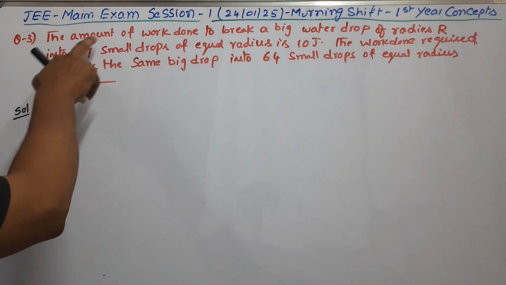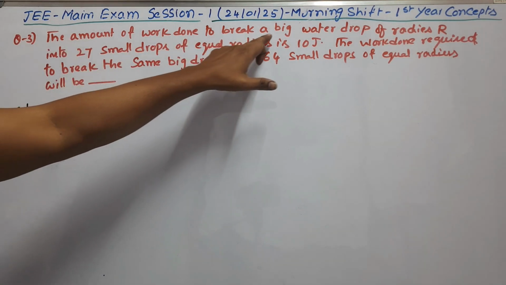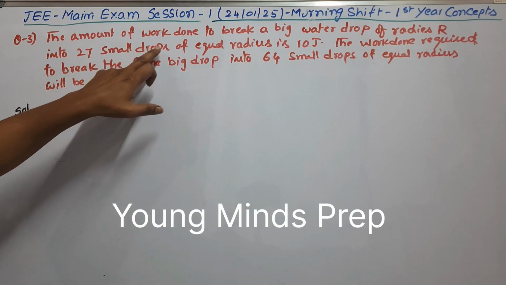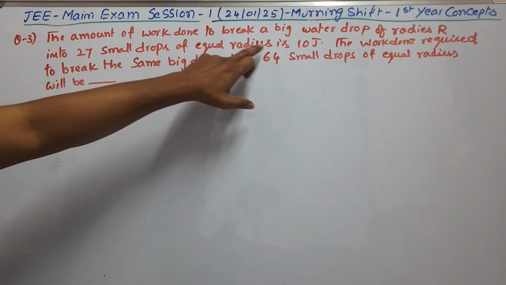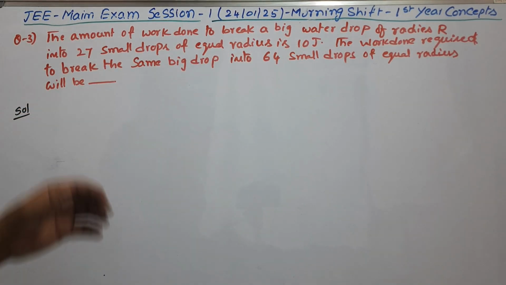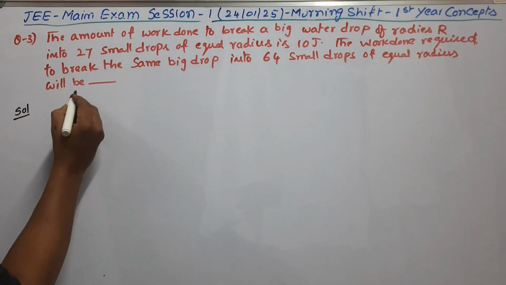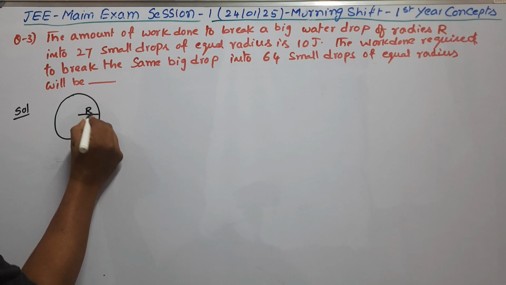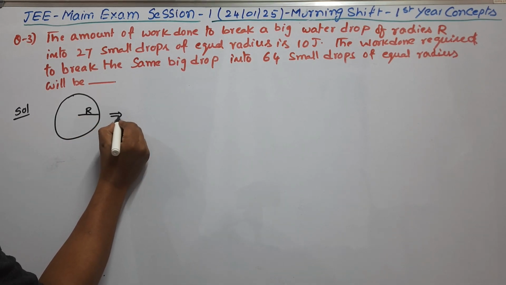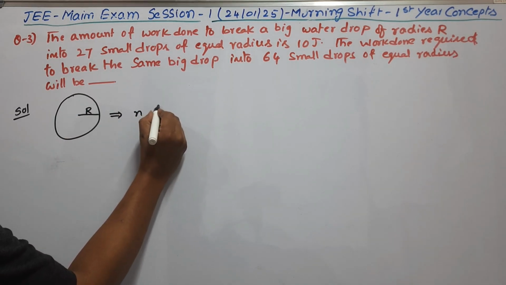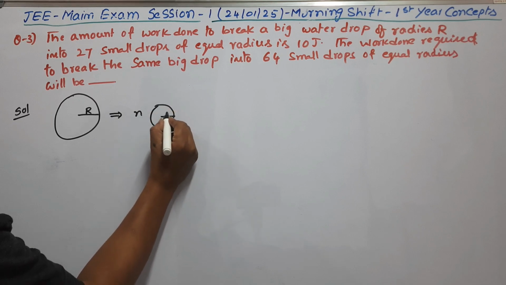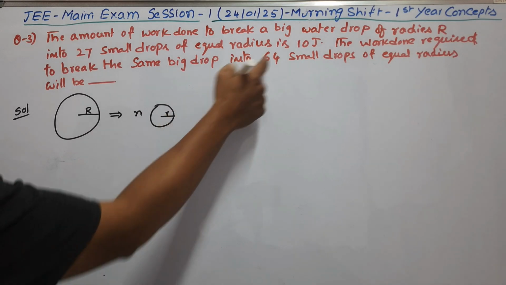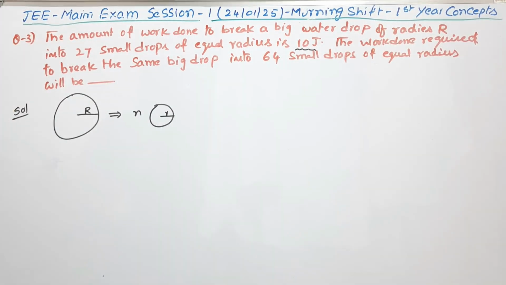Okay, the third question: the amount of work done to break a big water drop of radius R into 27 small water drops of equal radius is 10 joules. That means you want to break a big water drop of radius R into n number of small water drops of the same radius r. For that you spend 10 joules of work.